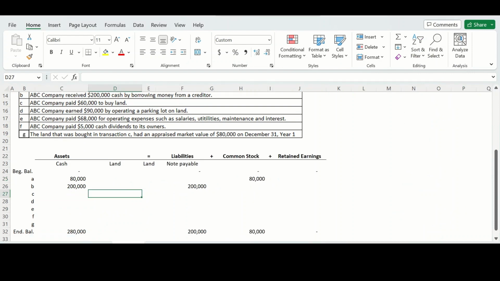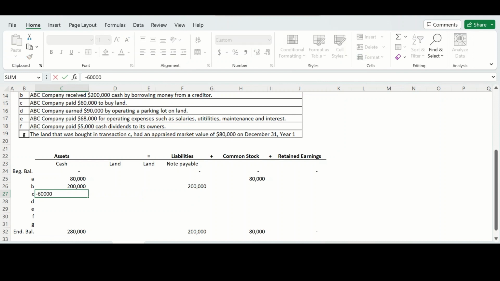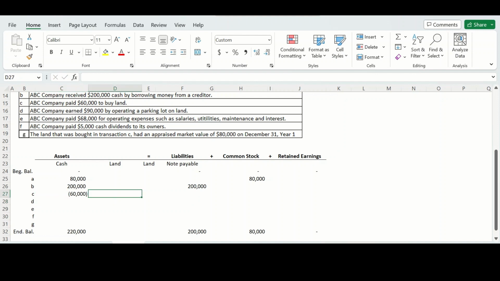Letter C, ABC Company paid $60,000 to buy land. So the company is first paying out money, so that is a negative in the cash account because cash is decreasing, money is going out. But then the company is paying that to buy land. And because of the historical cost principle, we know that these assets should be recorded at the price paid. So the company paid $60,000 to buy land, therefore our land is increasing by $60,000.